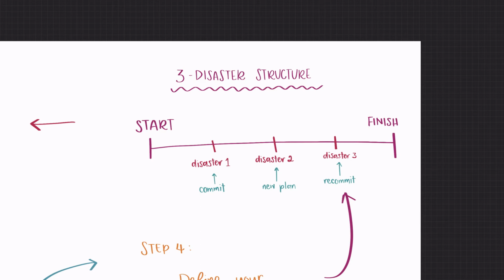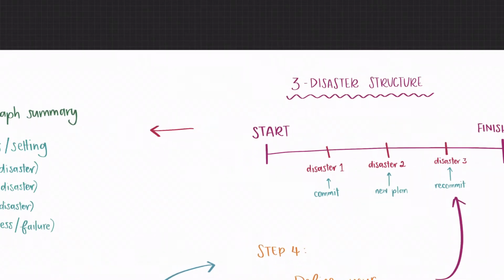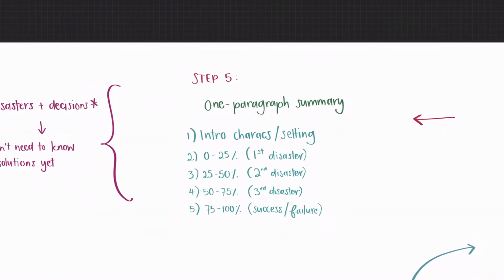The third quarter ends in disaster 3, which is when they have to change their strategy, recommit to their goal, and also kind of learn their lesson in order to achieve the goal. And then they get to the finish point, which could end in another disaster if you've got a real tragedy of a book, or it could end in a success. So once you know what those 3 disasters are, Randy says to write a 1-paragraph summary of a book. So you've got the 1-sentence summary. Step 5 is to turn it into a 1-paragraph summary.